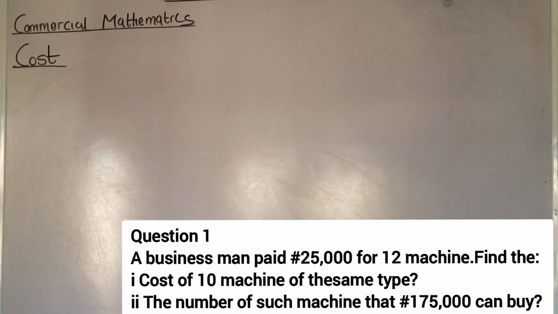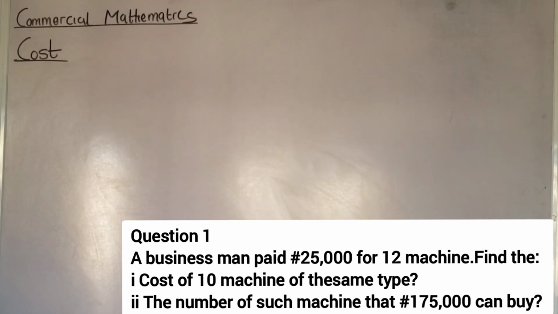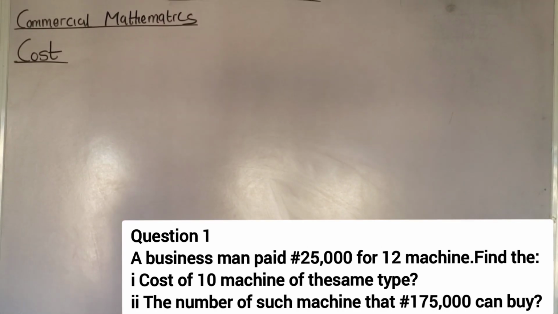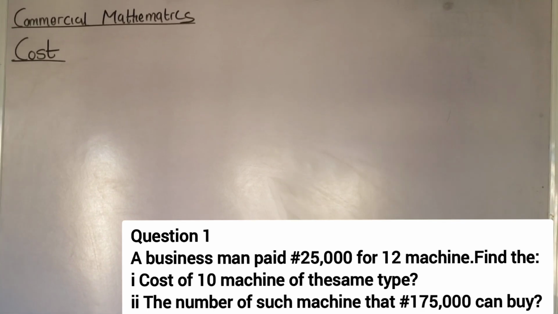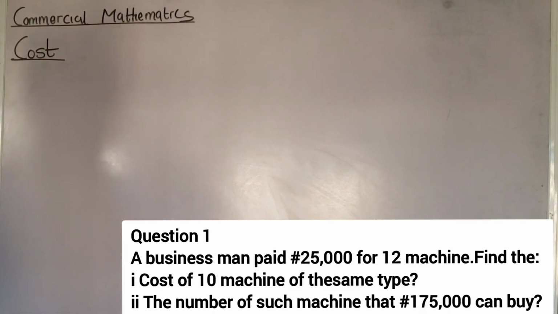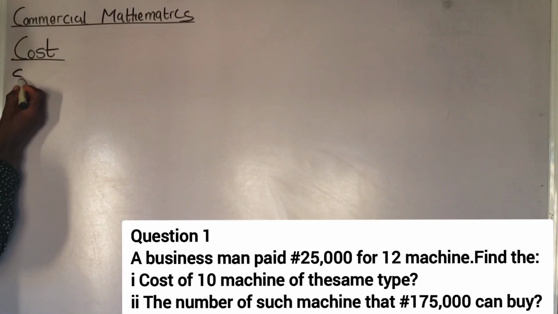A businessman paid 25,000 naira for 12 machines. Question 1: Find the cost of 10 machines of the same type. And question 2: find the number of such machines that 175,000 naira can buy. Okay, let's start by writing out the information that we were given in the question. Solution.